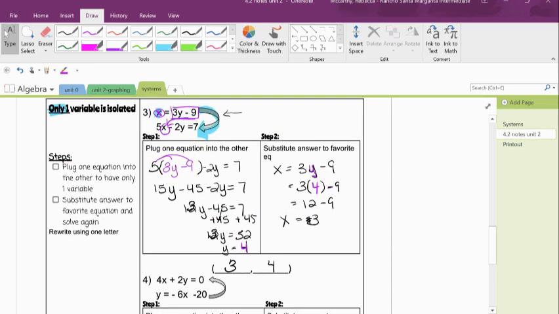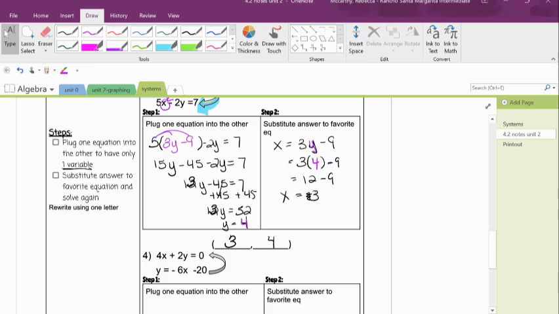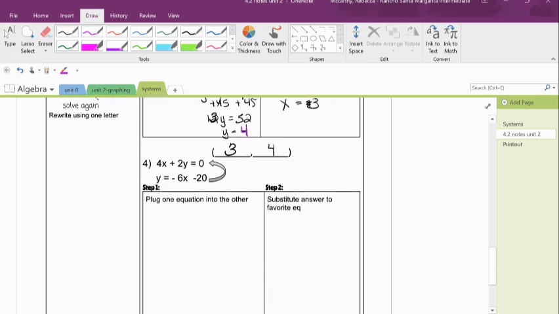Okay, now let's look at this example. And again, in my sidebar, I kind of wrote down the steps. You plug one equation into the other to have only one variable. That is our goal when we're doing that substitution and solving for our systems. We're going to substitute an answer into our favorite equation and then solve again. Okay, so here I have y equals, it's by itself. So I'm going to take this equation and I'm going to take that and plug it into that y, since it's isolated already.